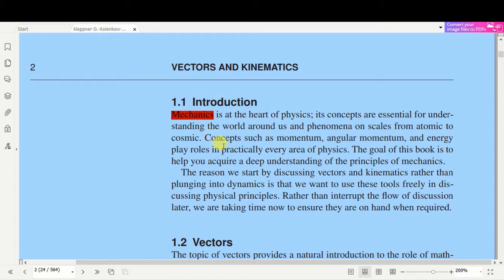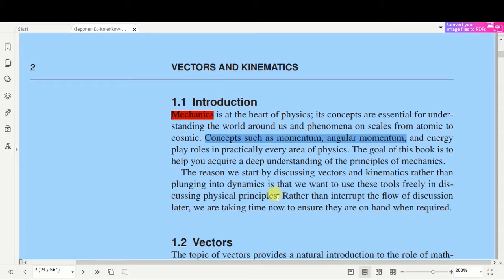Concepts such as momentum, angular momentum, and energy play roles in practically every area of physics. The goal of this book is to help you acquire a deep understanding of the principles of mechanics. Get my point? The reason we start by discussing vectors and kinematics rather than plunging into dynamics is that we want to use this tool freely in discussing physical principles.